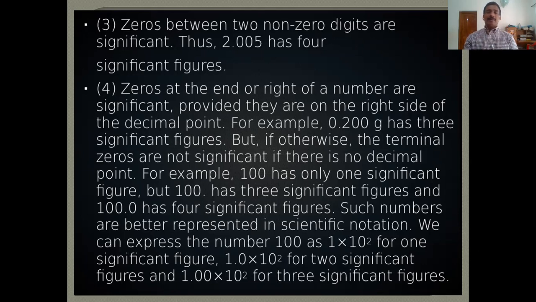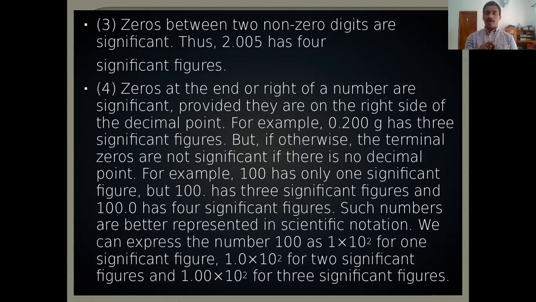But the terminal zeros are not significant if there is no decimal point. For example, 100 is simply written as 100. There is no decimal point, so it has only one significant figure. But 100 with a decimal point has 3 significant figures. The decimal point represents the certainty of that number. So it has 3 significant figures.